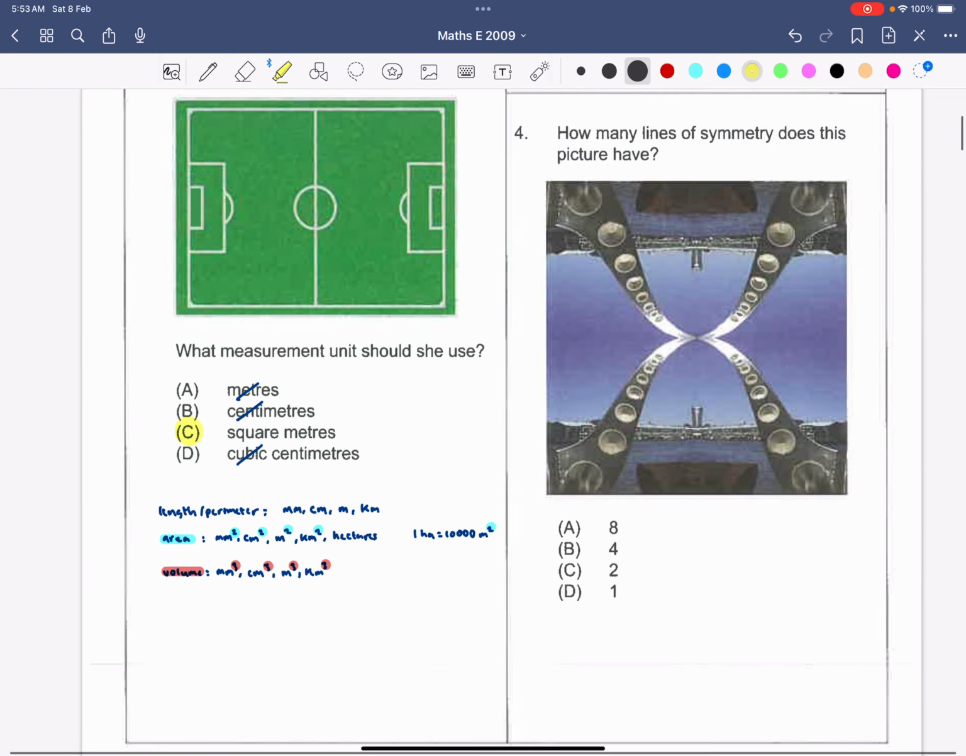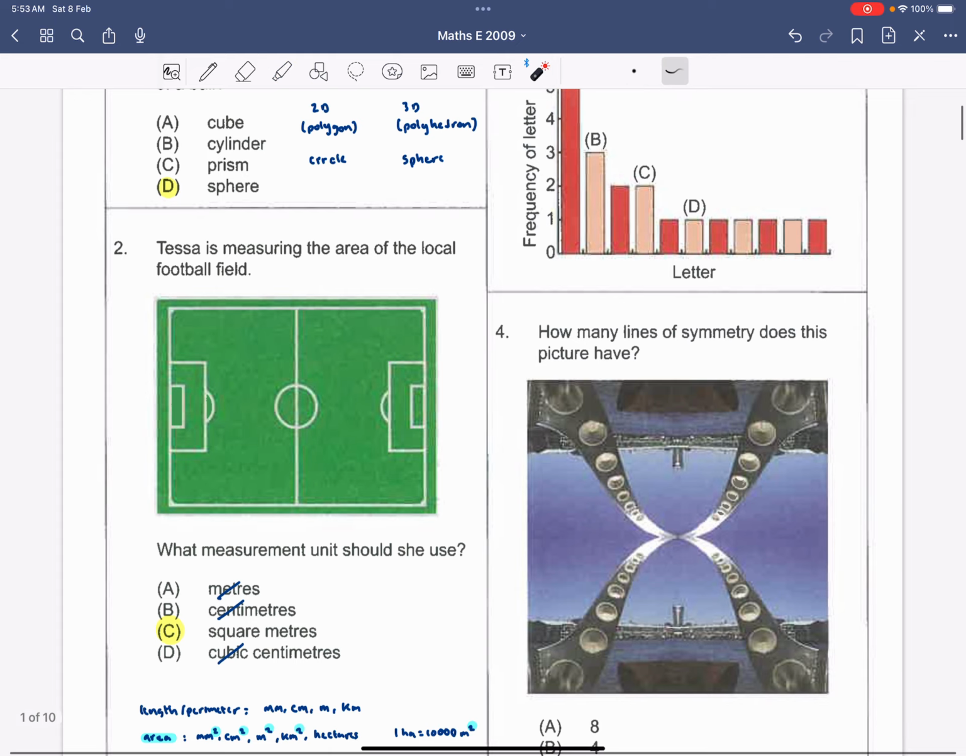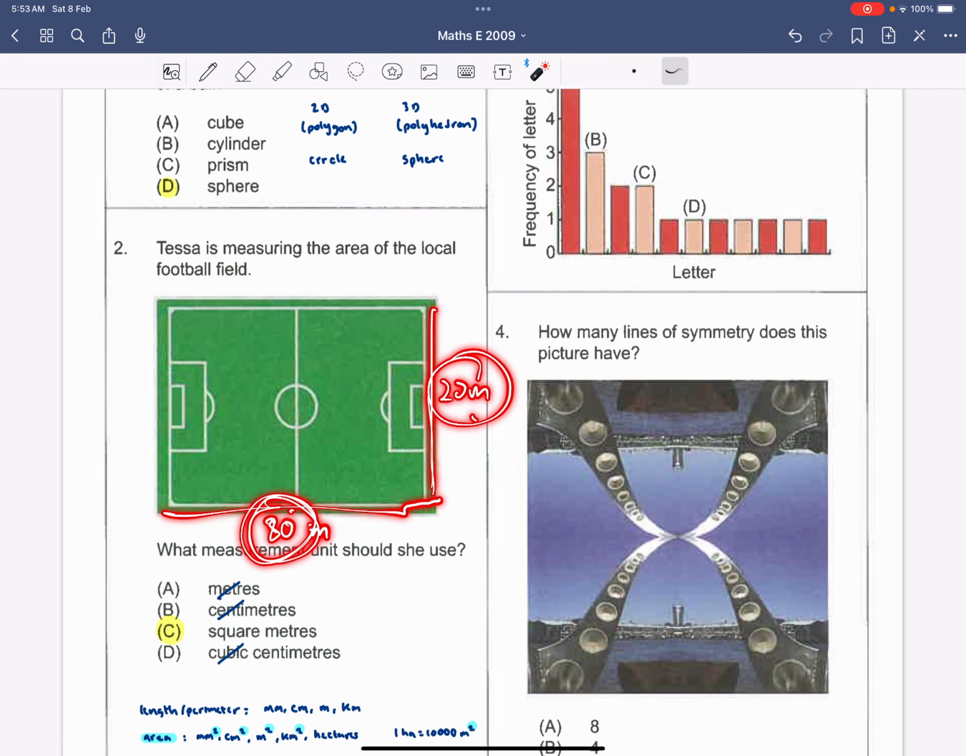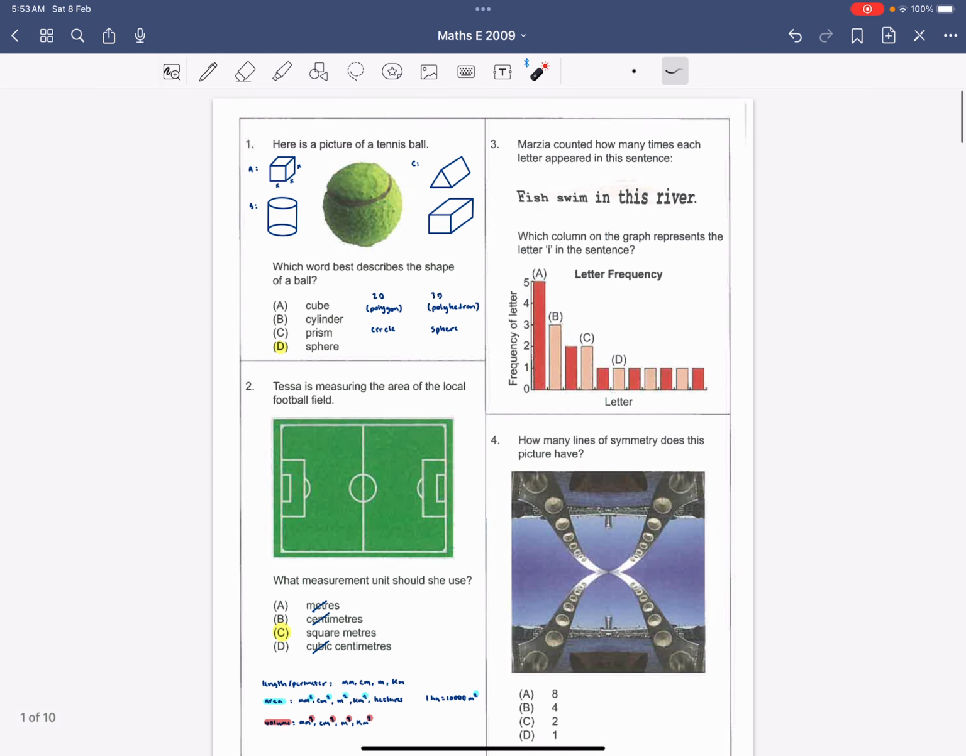Why does it make sense? Because if you think about it, this is something like, I don't know, 20 meters. This is something like maybe 60, 80 meters. I'm not sure exactly what the length of a football field is, but you can see that we're dealing with meters and meters. So if you times meters and meters, you're going to get square meters, okay?